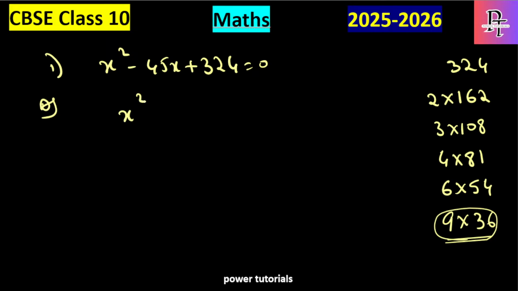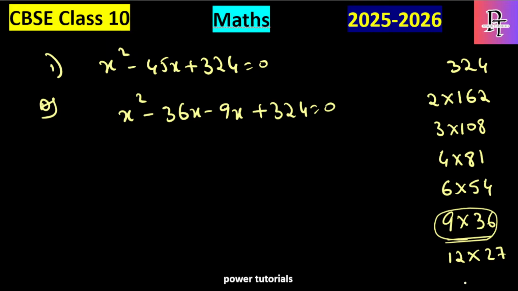So it is x square minus 36x minus 9x plus 324 is equal to 0. So if you want, you can also try. For 12 it will happen, because 12 2s are 24 and then 12 7s are 84, and just go on doing it. But we want the summation of the divisors to be just 45, so we can stop it there. So 45 you can easily get by using 9 and 36.